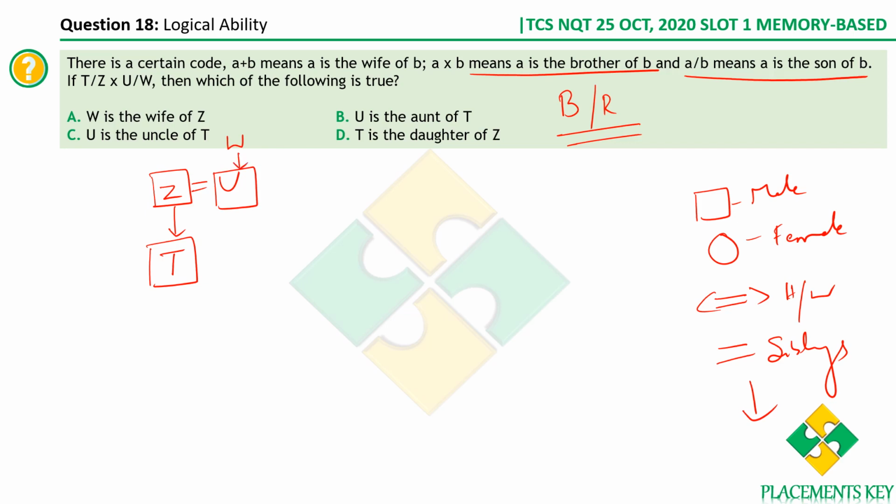Now, which of the following is true? W is a wife of Z. No, W is not the wife of Z. W is either father or mother of Z. So A is incorrect. U is the aunt of T. Is it aunt? No, it's uncle, right? U is not aunt of T. U is the uncle of T because U is T's father's brother. So this is incorrect. Clearly, U is uncle of T is given, so that is correct. And then T is the daughter of Z. No, T is the son of Z. So this is also incorrect. So clearly option C is the right answer.